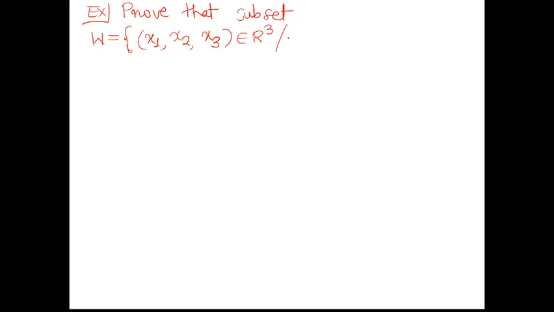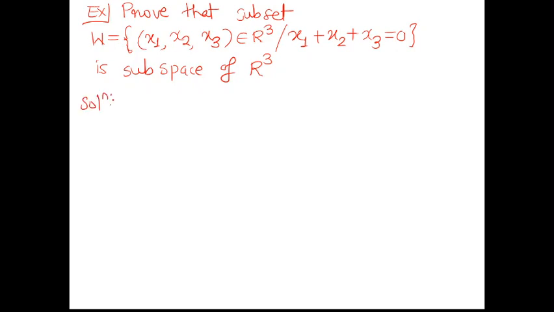And what is the condition? The condition given is x1 plus x2 plus x3 equal to 0. So this is a subspace of R cube. This is what we have to prove here. Whenever a set is given, you should first understand what exactly is given, or what the conditions are for being a member of the given set. So it is given that W is this.